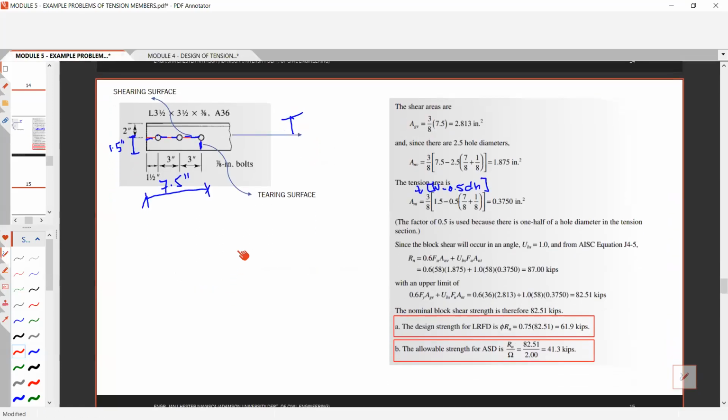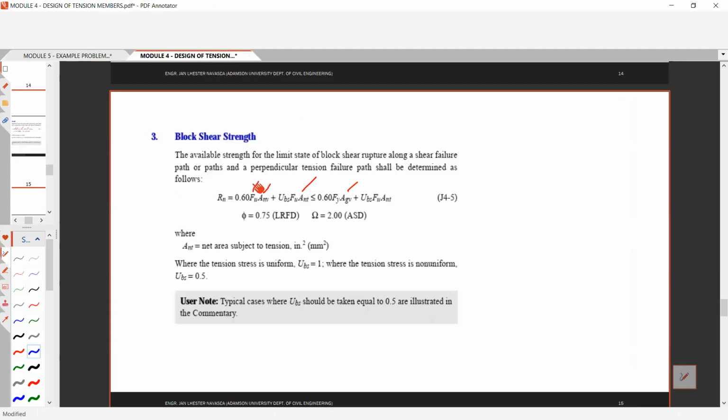Again, if the problem is not stating the value of UBS, you will be using UBS equal to 1.0. The factor 0.5 is used when there is non-uniform tension stress, but since the block shear will occur in an angle, your UBS is equal to 1.0. And from the AISC equation J4-5, this is your formula and this is your upper limit.